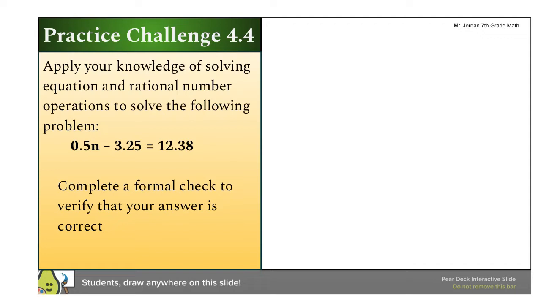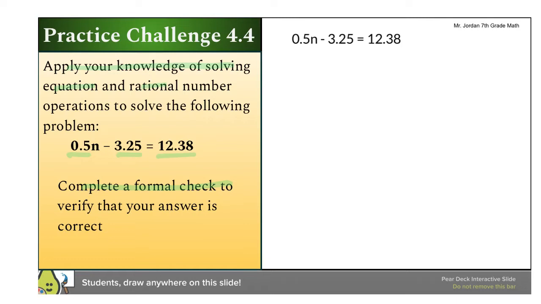This is similar to the Think About It and the practice, except we have decimals. So apply your knowledge of solving equations and rational numbers with the decimals to solve the following. Then you have to complete a formal check. So the first thing I'm going to do is write the equation.